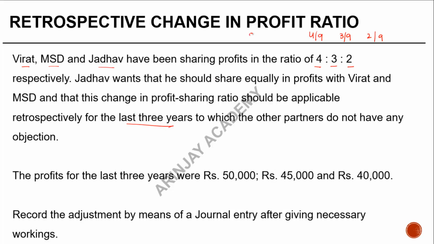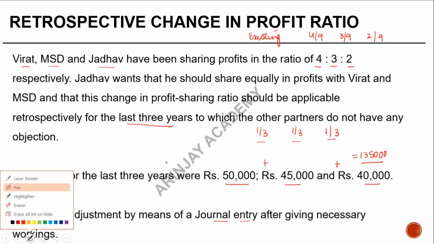Instead of this existing ratio, what the partners have decided is that they are going to share profits and losses in the ratio of 1/3, 1/3, and 1/3, and they're going to apply this for the last 3 years as well. The profits for these 3 years were 50,000, 45,000, and 40,000. So if you add all these three, you get 50 plus 45, 95 plus 40, 1,35,000 was the total profit which was distributed. Record the adjustment by means of a journal entry after giving necessary workings.